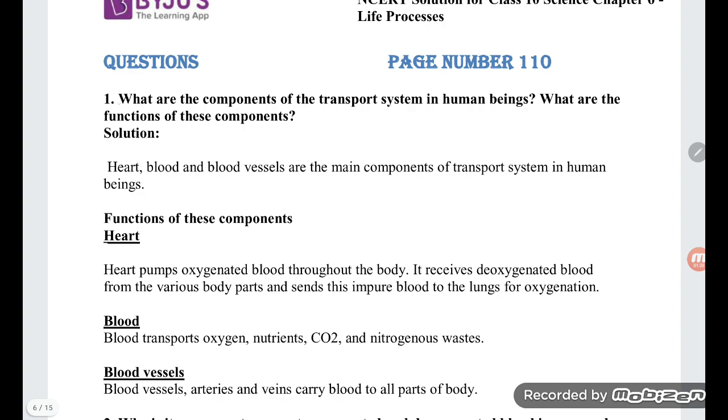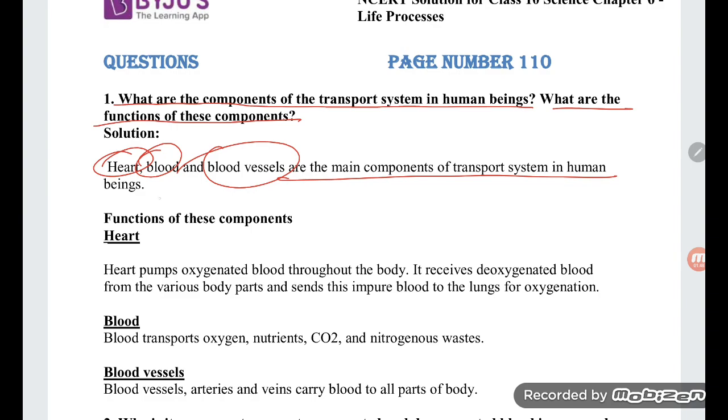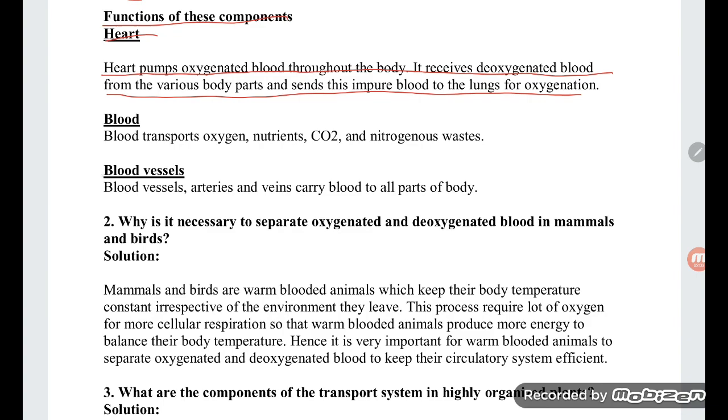Next one, what are the components of the transport system in human beings? What are the functions of these components? So heart and blood vessels are the main components of the transport system in human beings. Function of these components: the heart pumps oxygenated blood throughout the body. It receives impure blood from the various parts of the body and sends it to the lungs for oxygen. Blood transports oxygen, nutrients, CO2 and nitrogenous waste. Blood vessels, arteries and veins, carry blood to all parts of the body.